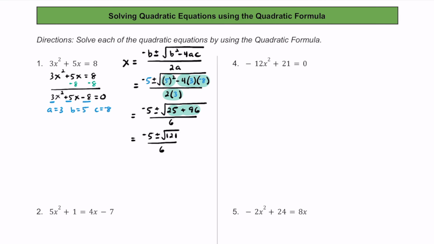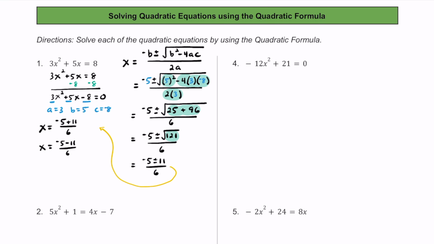Okay. Now sometimes we can simplify radicals, sometimes we can't. In this case, we actually have a perfect square, right? So the square root of 121 is exactly 11. So that's a rational value. So we're going to get negative 5 plus or minus 11. That's going to be over 6. Okay, so let's take this now and continue talking about this. So we can now split this and say that there's going to be two solutions. X is going to equal this negative 5 plus 11 over 6. That's going to be one solution. And the other one is going to be x is equal to negative 5 minus 11 over 6, right?